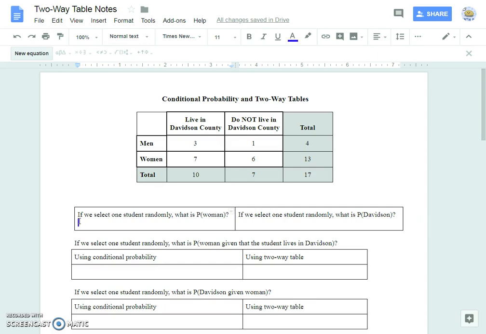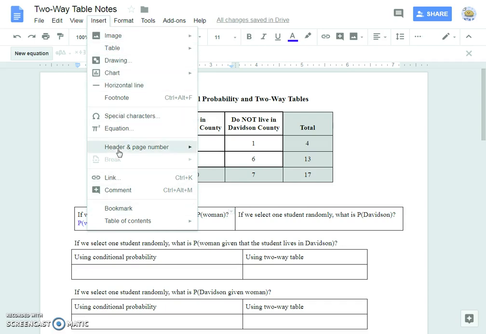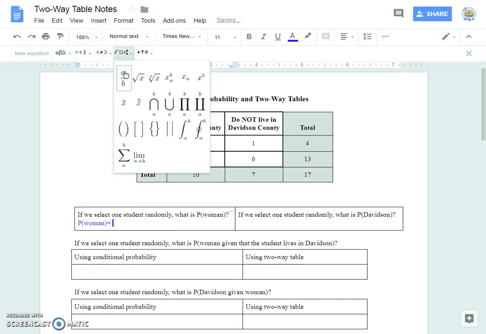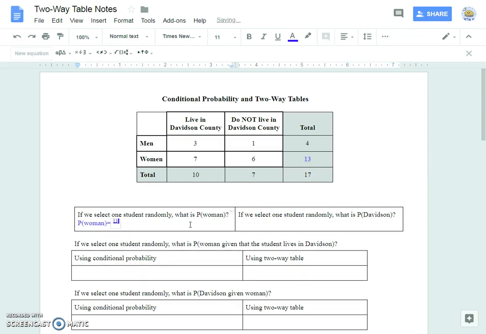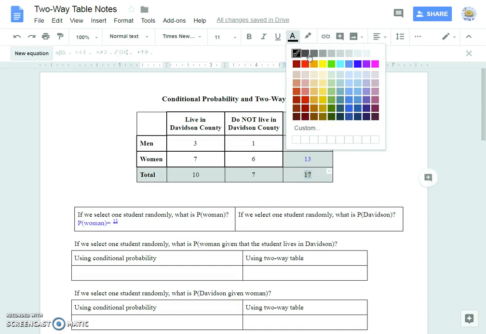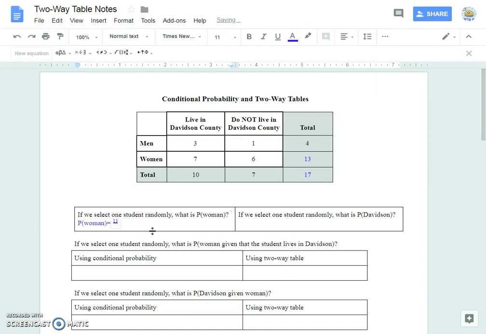Our first probability here is, if we select one student randomly, what's the probability that we have a woman? So we're going to have the probability of woman equals, and I can go here and click Insert Equation, and then I can type in a fraction. So the number of women that we have over the total number of people that we have. So we get 13 out of 17 here.